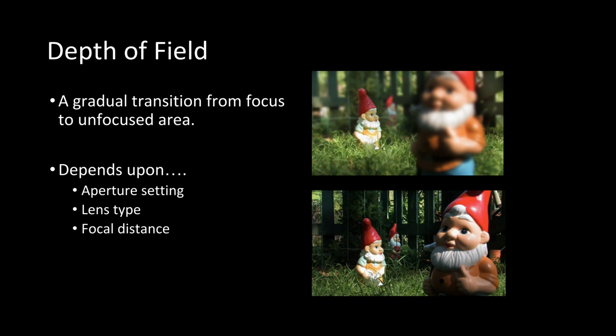Just ask yourself, looking at these two photographs of gnomes, they're the exact same photograph. The top one has a shallow depth of field. That means only a small bit of this scene is in focus. You can see the gnome in front of us, and the third gnome in the back is out of focus. Okay, this is a shallow depth of field.